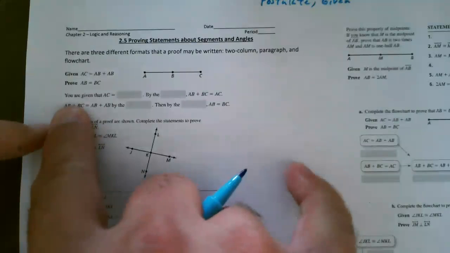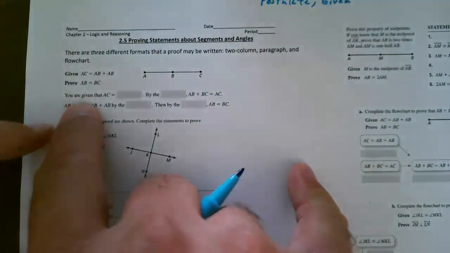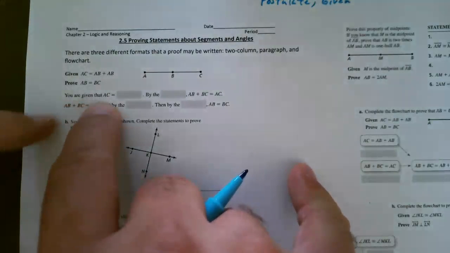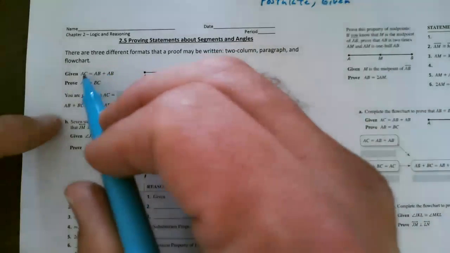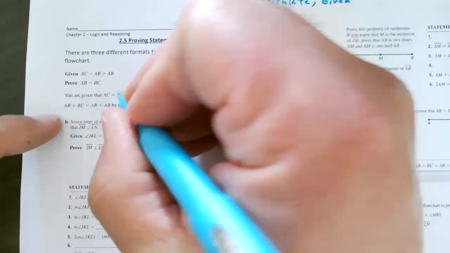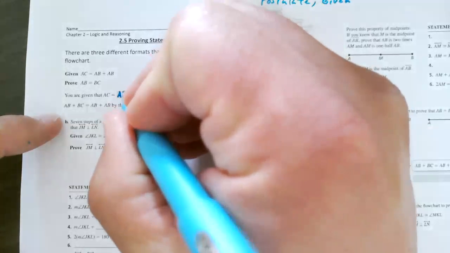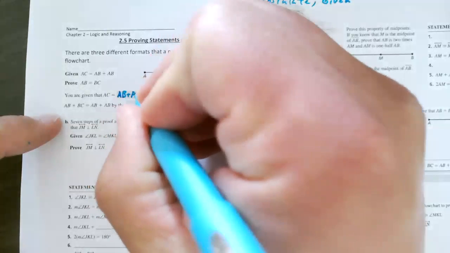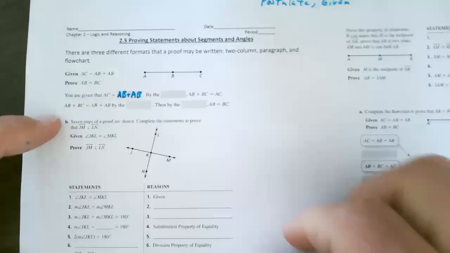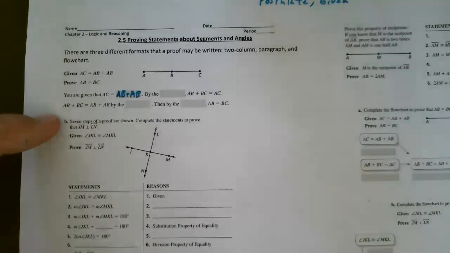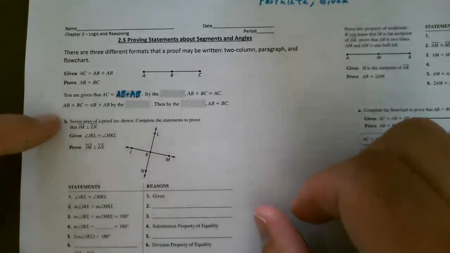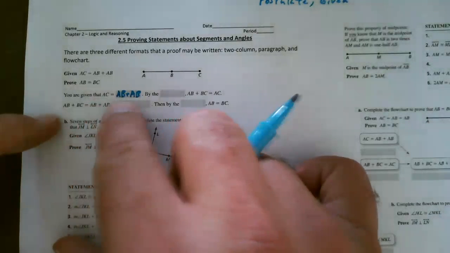So first thing they did, they listed a given statement. You are given that, what are we given? AC is equal to AB plus AB. Right? That's what's given to us there. That was the statement that was given to us. AC is equal to AB plus AB.